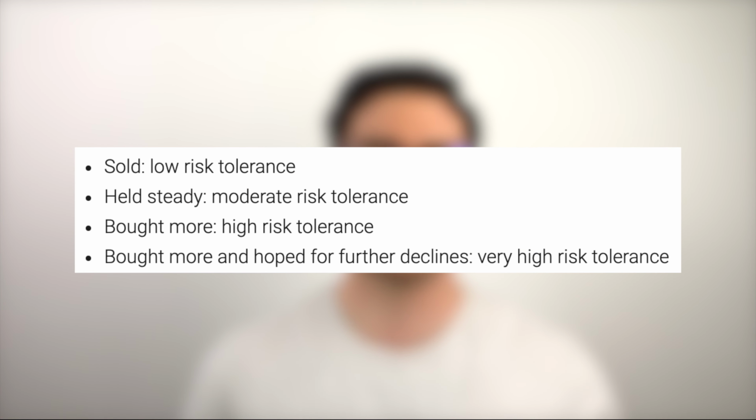William Bernstein proposed that an investor can evaluate their risk tolerance based on how they reacted to the global financial crisis of 2008. If you sold, you have low risk tolerance. If you held steady, you have a moderate risk tolerance. If you bought more, you have a high risk tolerance. And if you bought more and hoped for further declines, you have a very high risk tolerance. Pick a risk level that lets you sleep at night.